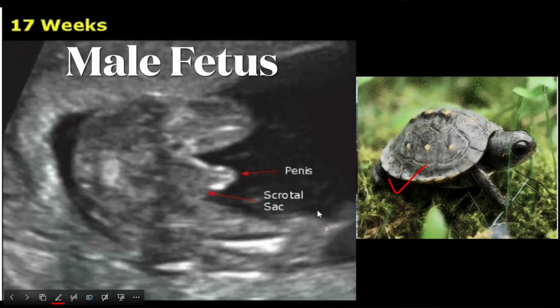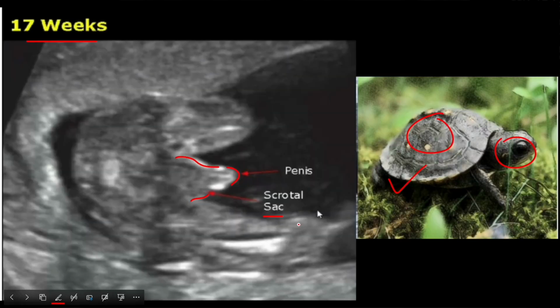Here is an ultrasonographic image of a fetus of 17-week period of gestation. Here in this image, we can see a bulging elevated structure representing the head of the turtle. So this is penis of the fetus. At the base of this elevated structure, there is another bulging representing the body of the turtle, indicating scrotal sac. Hence, this is a male fetus.